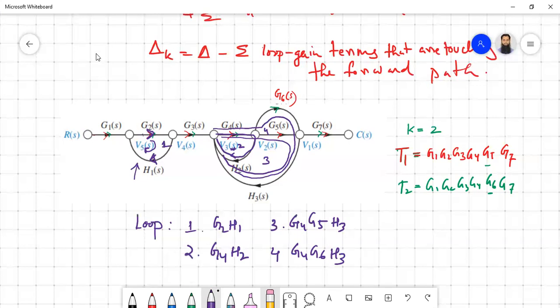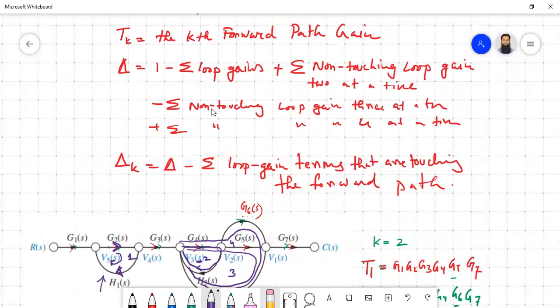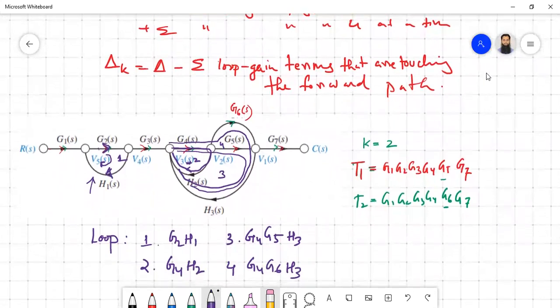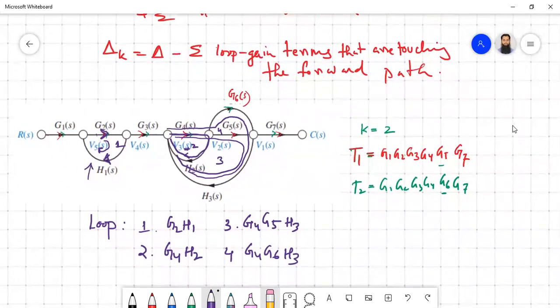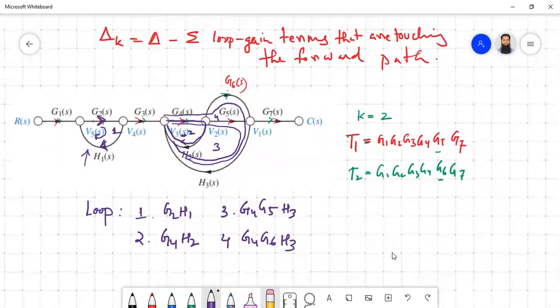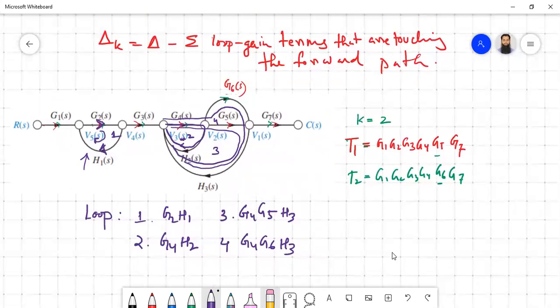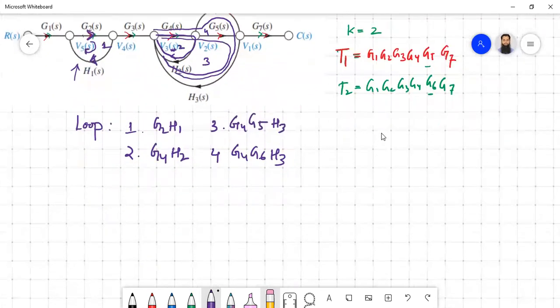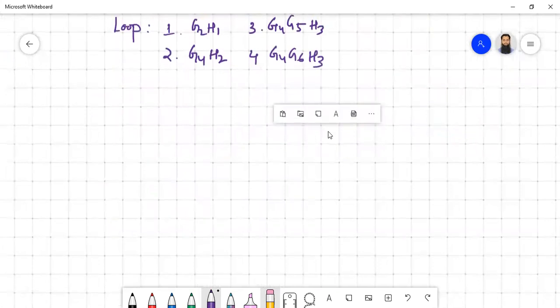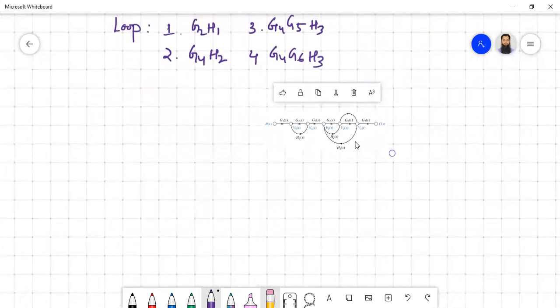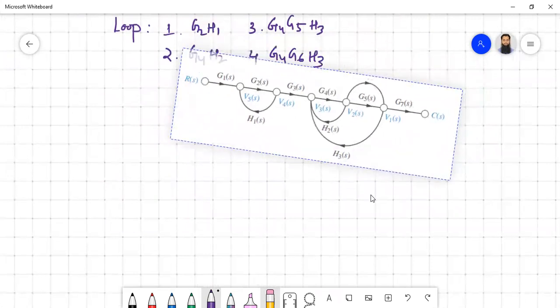Next thing, we have the non-touching cases. What is meant by non-touching? You have to take the loops that are not touching each other, that means they don't share any node. That is what is called non-touching. You have to take non-touching loops two at a time, then three at a time. This is what you have to check. For that, let's take the figure again, so it will be helpful.